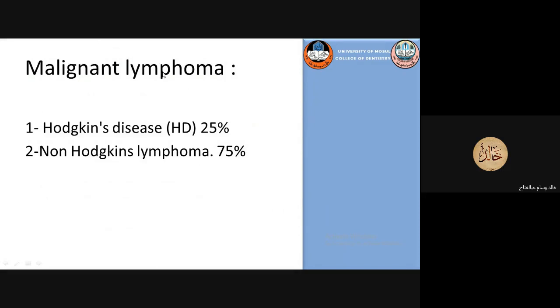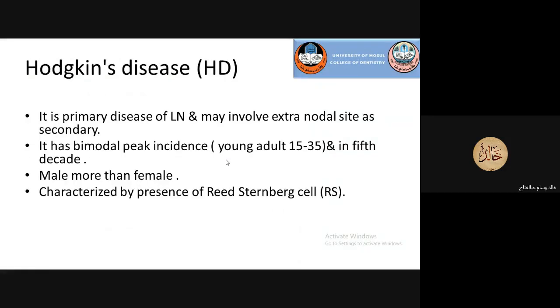Okay, lymphoma is a primary tumor of the lymph node, and these lymphomas are mainly of two types. We have either Hodgkin lymphoma or Hodgkin disease, which represents 25% of cases, and non-Hodgkin lymphoma, which represents 75% of cases of lymphoma. So what is Hodgkin disease?